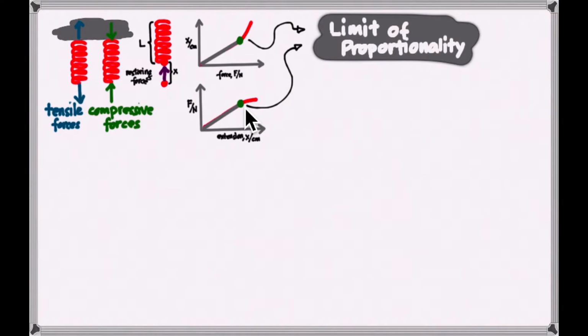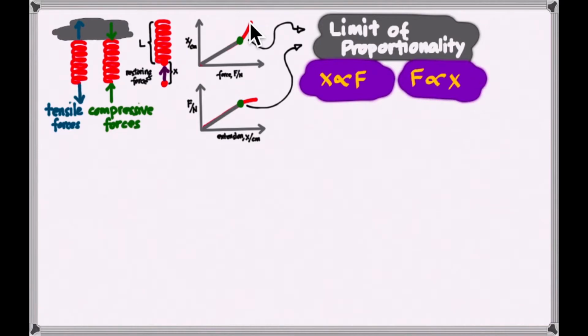Alright? As long as we do not reach this limit, extension x is directly proportional to the tensile force from this graph. Alright? And the magnitude of the restoring force is directly proportional to the extension x from this graph. Alright? This other graph here. Now, the proportionality constant is called spring constant. It varies from one spring to another, alright? But it is equal to the force over extension anyway.